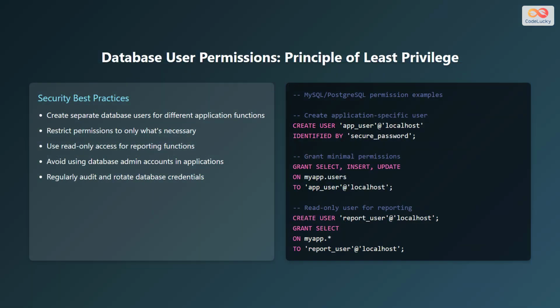Adhering to the principle of least privilege for database user permissions is crucial. Create separate database users for different application functions. Restrict permissions to only what's necessary. Use read-only access for reporting functions. Avoid using database admin accounts in applications. Regularly audit and rotate database credentials. These are some examples of MySQL and PostgreSQL permissions. Creating application-specific users and granting minimal permissions needed for each user is very important.